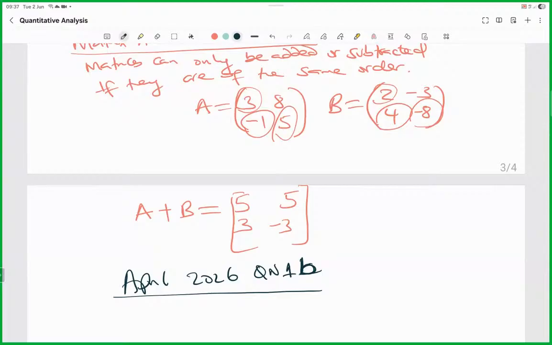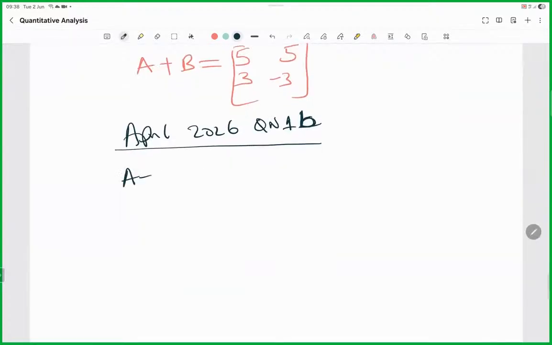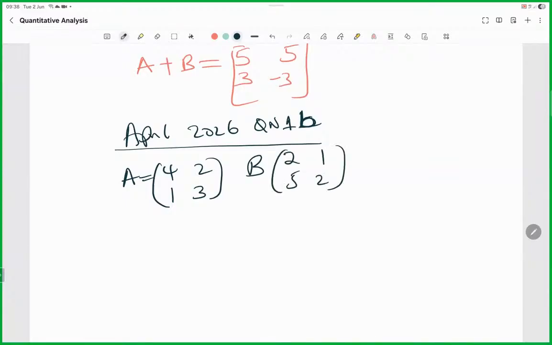I want to believe that is something you can do very easily without my help whatsoever. True or false? So remember, there are two matrices that we have, ladies and gentlemen. We have A 4213, 21. Then they want us to simply give them A plus B.